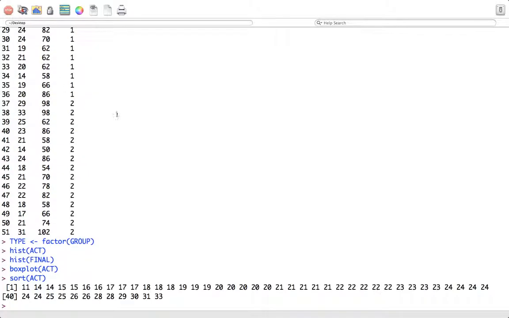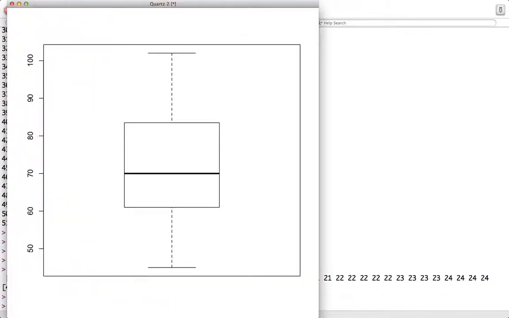If I do sort ACT, it puts it in lowest to highest, so the outlier would be the person with the ACT of 33. So I also want to do a box plot of final, and that again makes me smile.